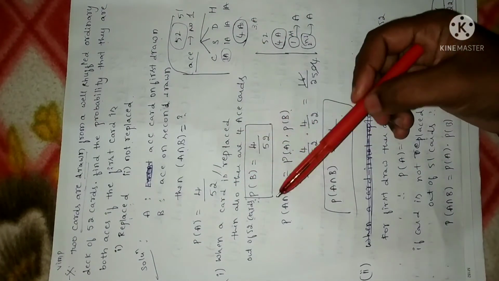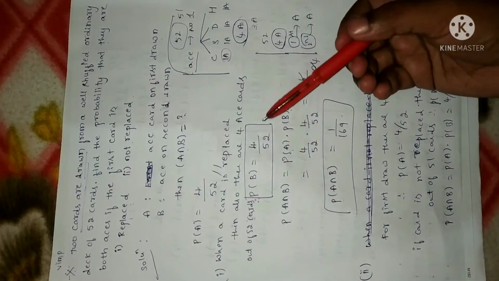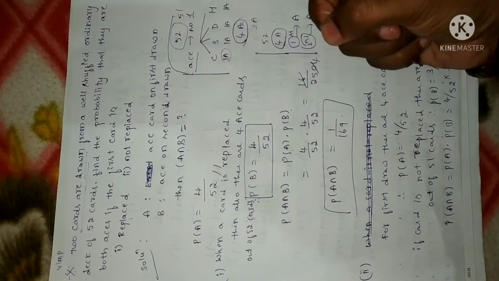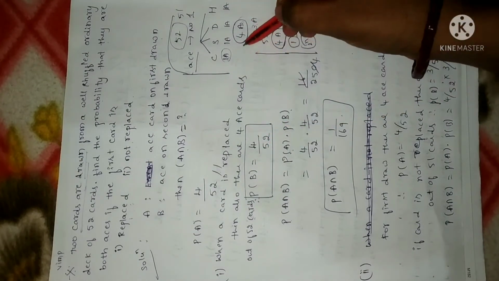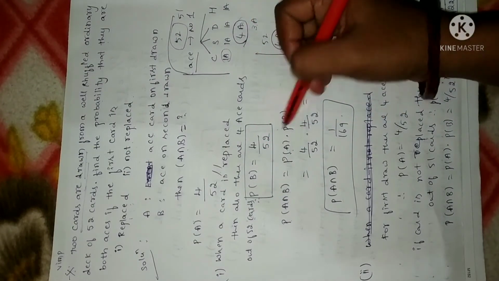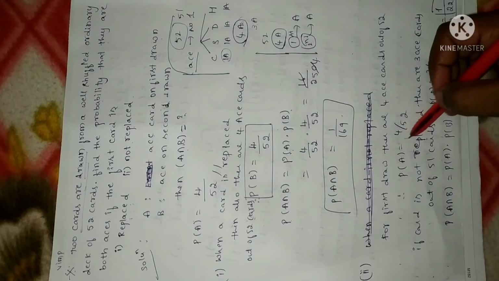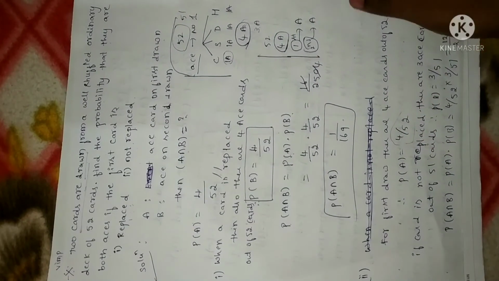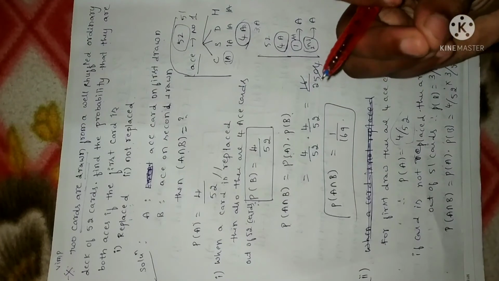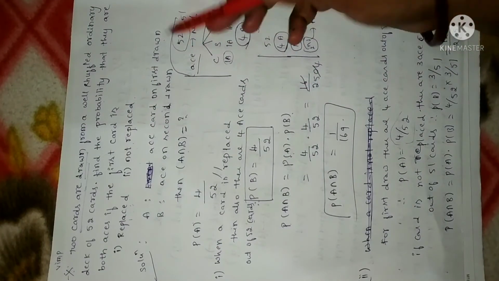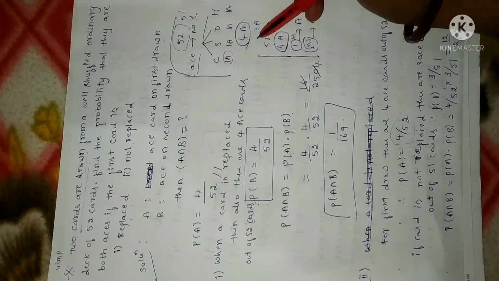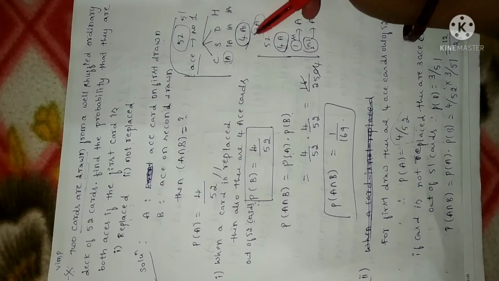So what we are doing is, the card is replaced. If you take one card and keep it back again, there will be no change in the probability of getting ace cards, so you will get 4 by 52 only. Whereas in the second case, initially there will be 4 ace cards. You pick one ace card, but you do not keep it back. So when you pick one card, from 52 one will be reduced. That is 51 total cards, and 3 ace cards will be there.